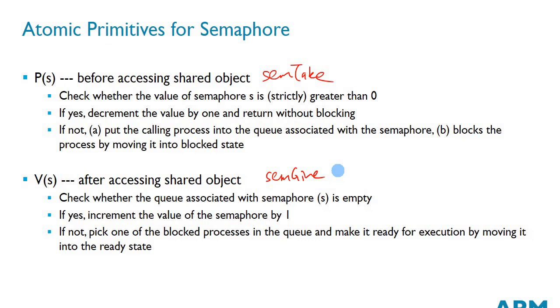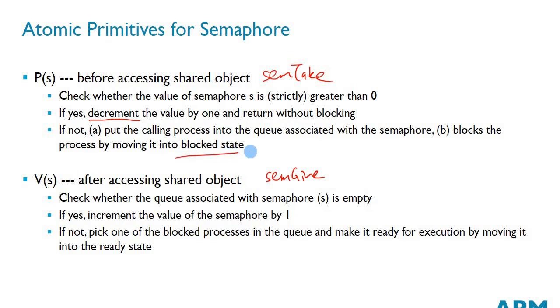Since it is a token counting system, whichever count value you start with, whenever you want to take, you will decrement it. Of course, you must first have some resource, and then you take, and then you decrement. If you try to take and it is empty, that means there are no resources available, and you will go into a block state.